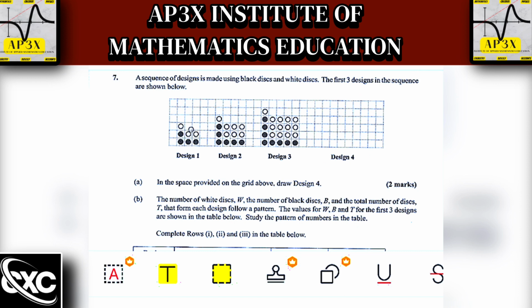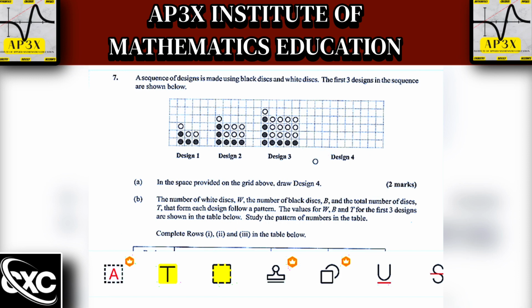The very first thing that caught my eye is that we see some clear discs here and some black discs. In design 1 I have 3 black discs at the bottom. Then in design 2 I have 4 black discs. Then in design 3 I have 5 black discs. So it seems as if the bottom part of the designs is increasing by 1 for each design.